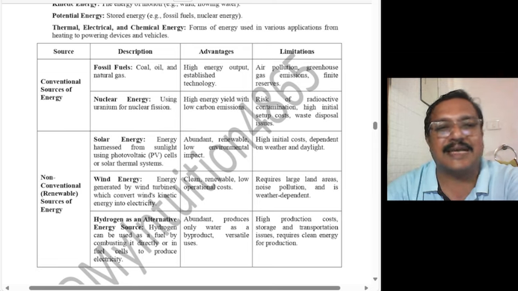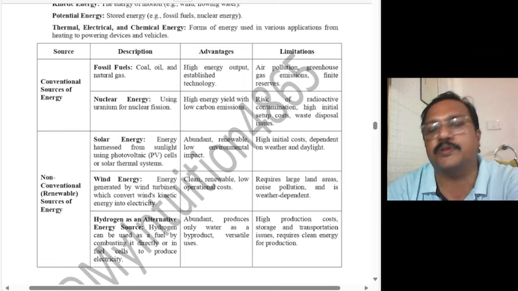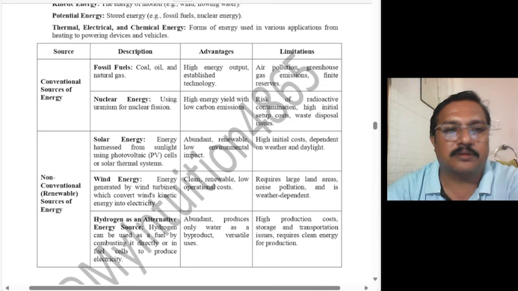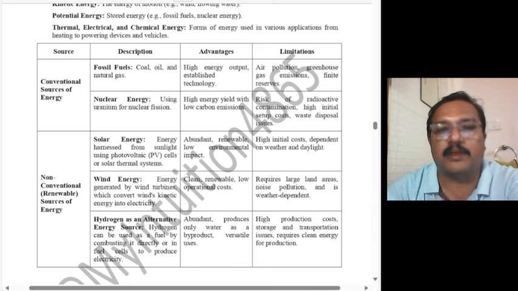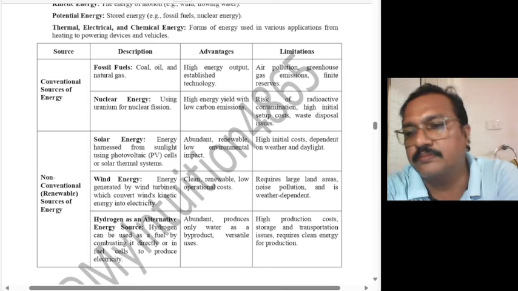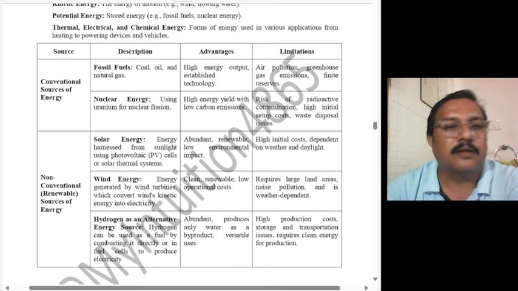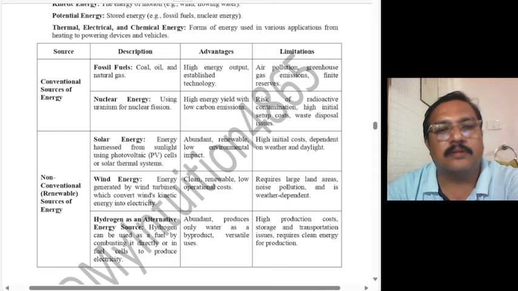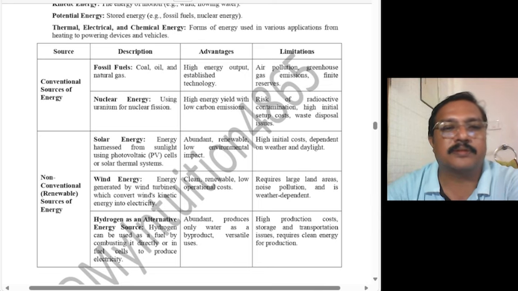It releases gases like carbon dioxide, which causes the greenhouse effect, which also affects the climate. Also, fossil fuels are finite resources. Once they are used up, we can't replace them.